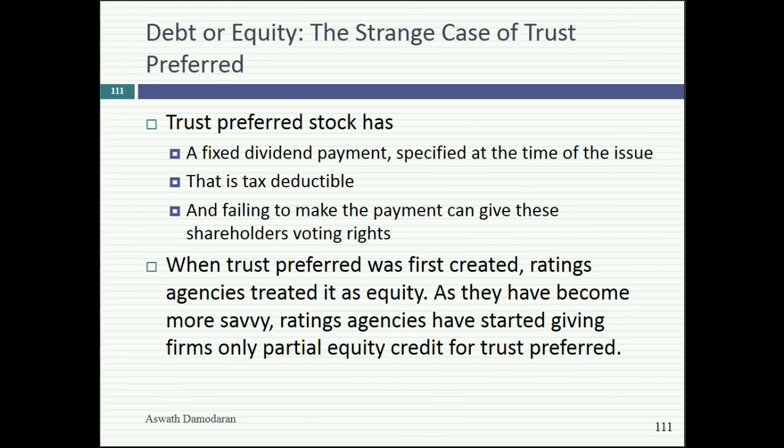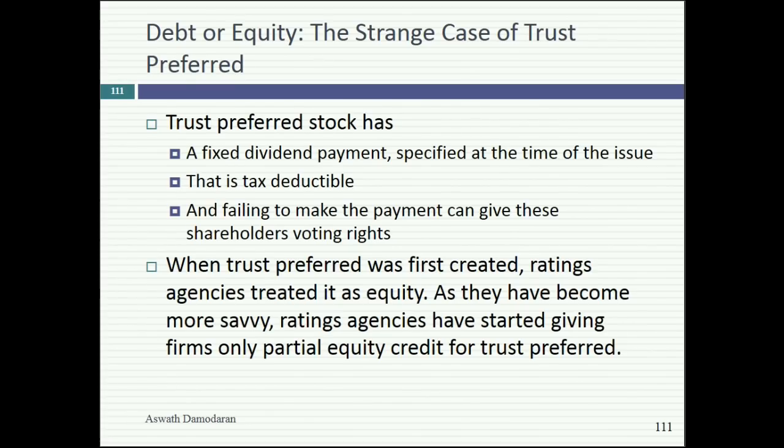So here's how trust preferred works. It comes with a fixed dividend that's set at the time of the issue. Second, that fixed dividend is tax deductible. And third, if I fail to make that fixed dividend, I've got to give you voting rights. Fixed dividend, tax deductible, got to give voting rights. If you think of it in terms of debt versus equity, remember that contrast we drew? Where do you think this fits? Fixed dividend, tax deductible, voting rights. Would you put it in the debt box or the equity box? It looks like debt to me.